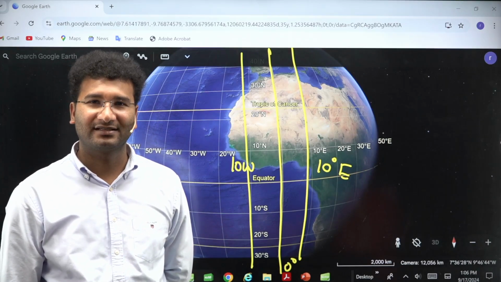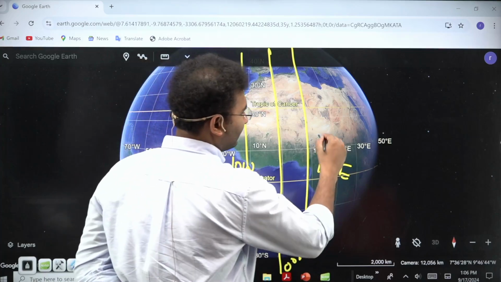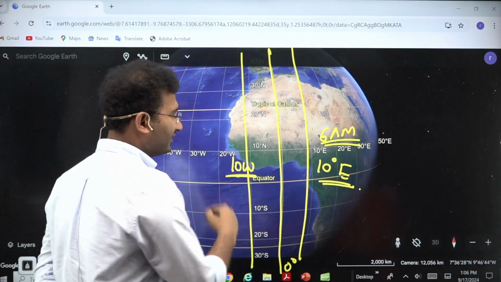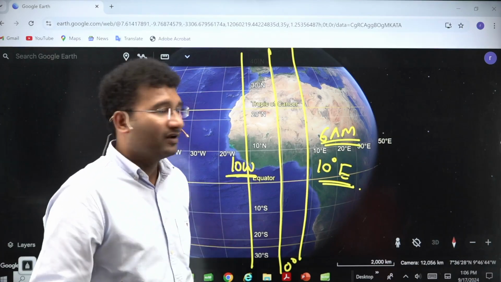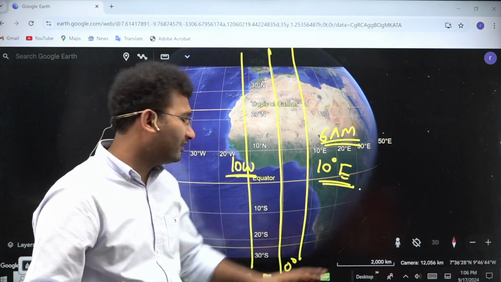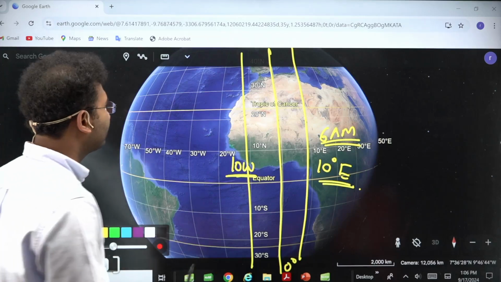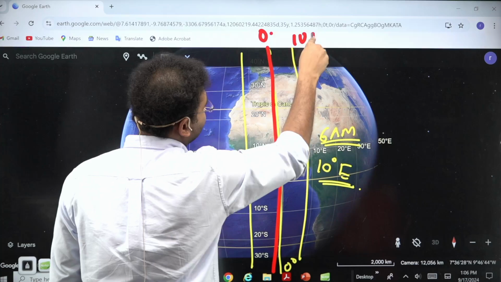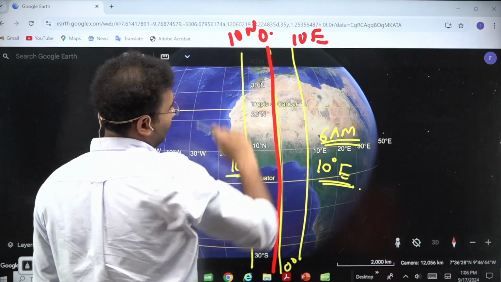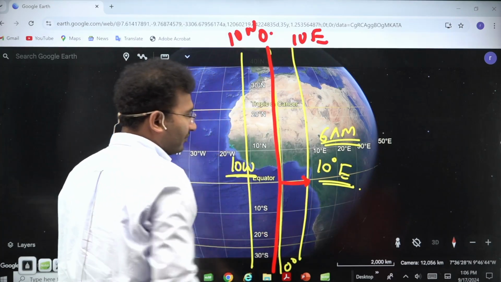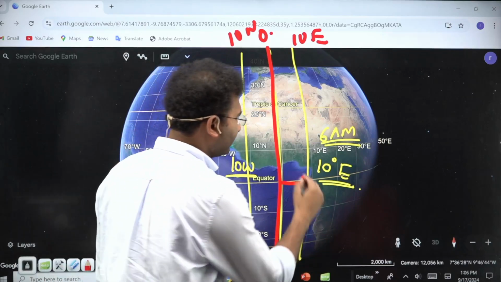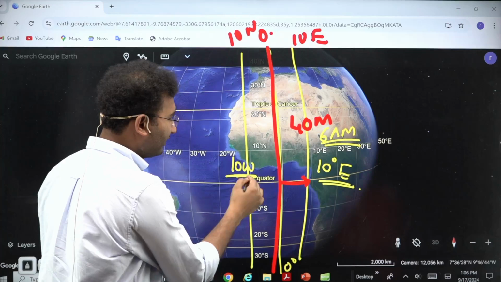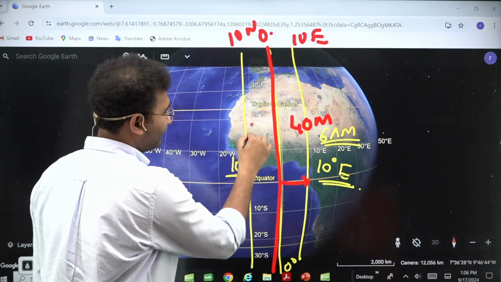Suppose let's say that this is 6 AM at 10 degrees east. So what is the time at 10 degrees west? Always those places east of the Greenwich meridian are ahead and those places which are west of the Greenwich meridian, they are behind. So here this is 0, this is 10 degrees east and this is 10 degrees west longitude. Suppose 1 degree is equal to 4 minutes. That means it is 40 minutes. And 10 degrees from 0 to 10 degrees west, it is 40 minutes.